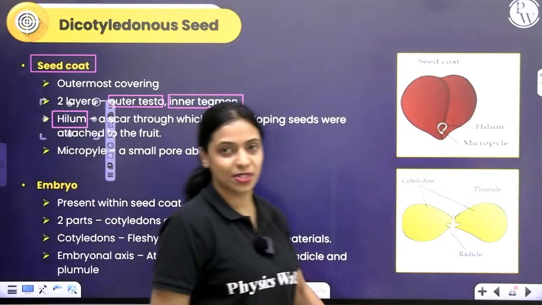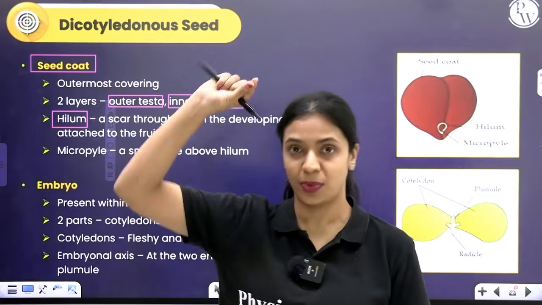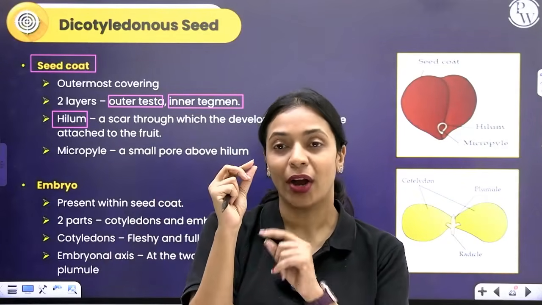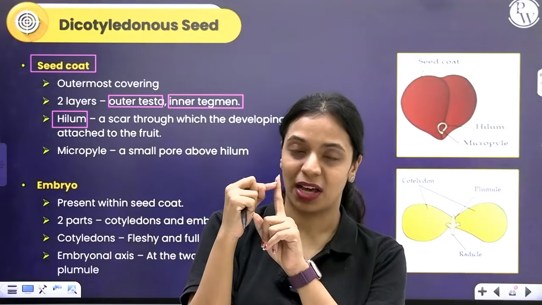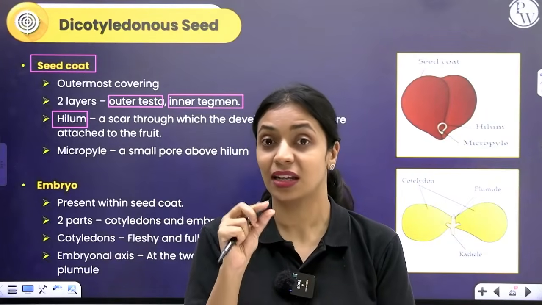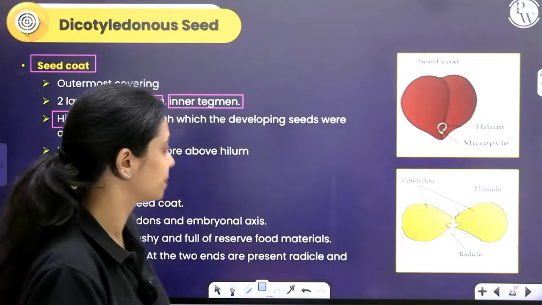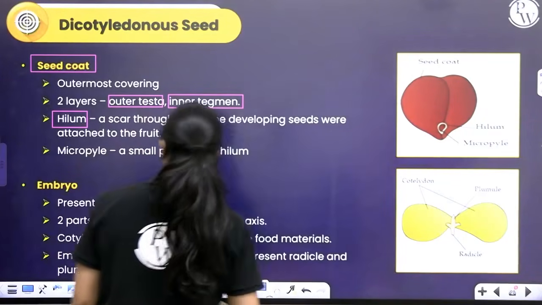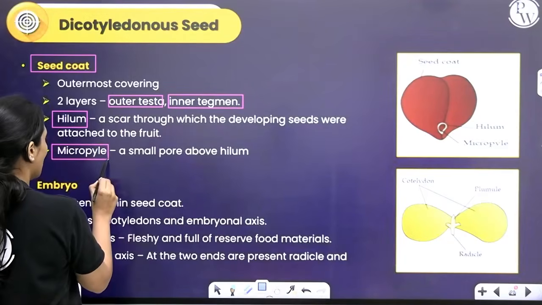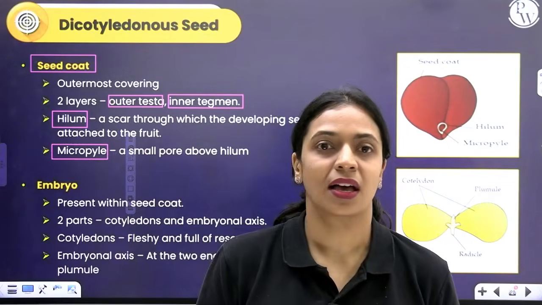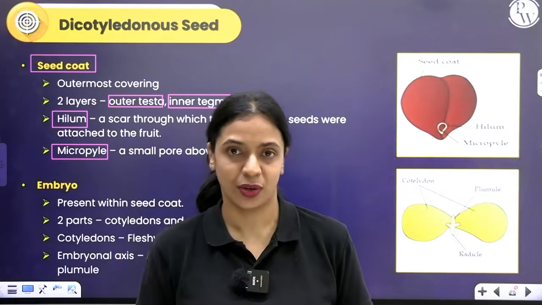What does this hilum signify? You know that these seeds used to be ovules, right? So ovules were attached to the placenta. The point at which the ovule was attached to the placenta is what the hilum represents. That will be seen as a scar even in the seed, and that is called the hilum. Okay, and there will be a very small opening present in the seeds, that is called the micropyle. Now this micropyle allows exchange of gases and absorption of water during germination.